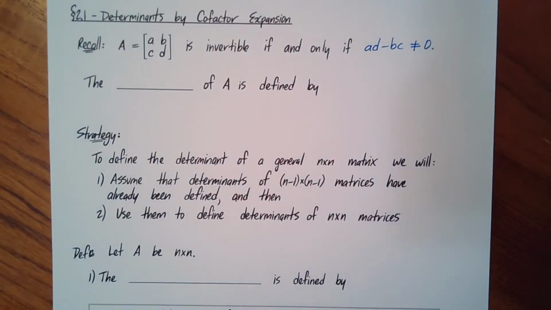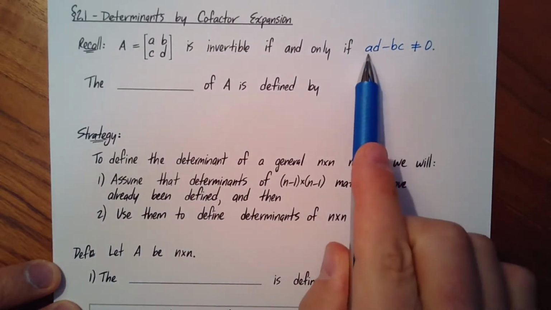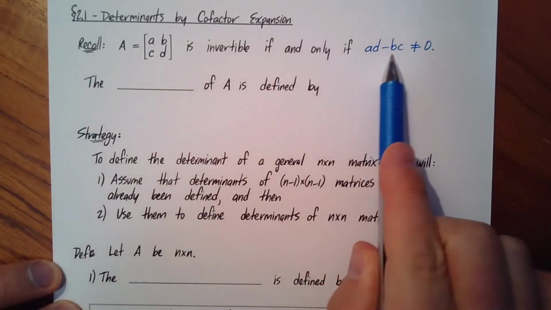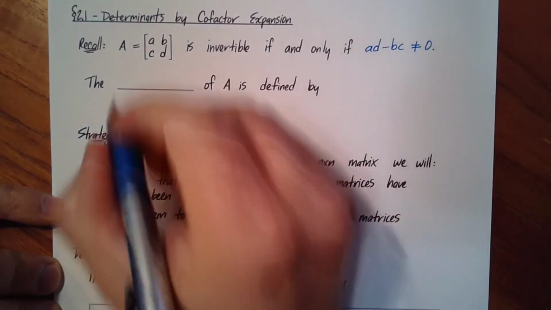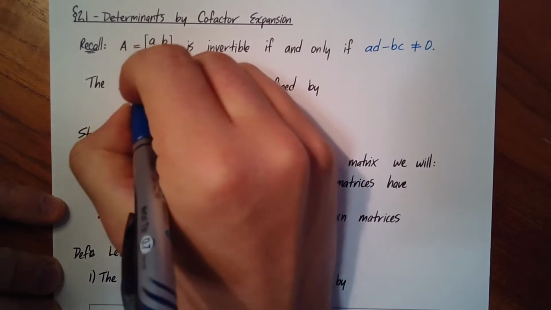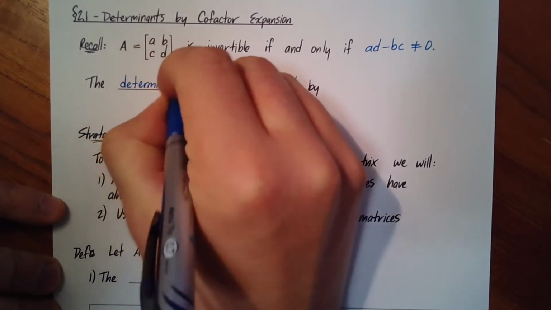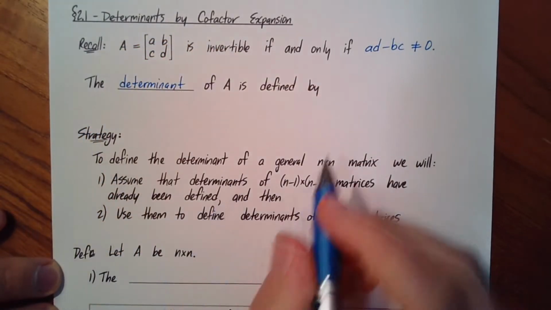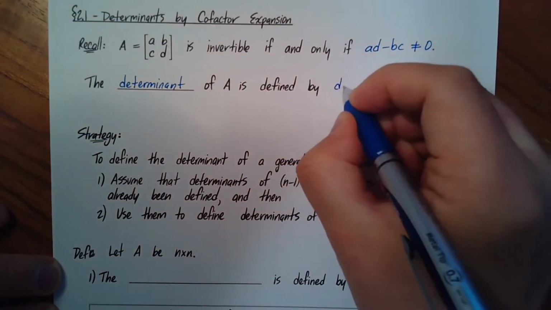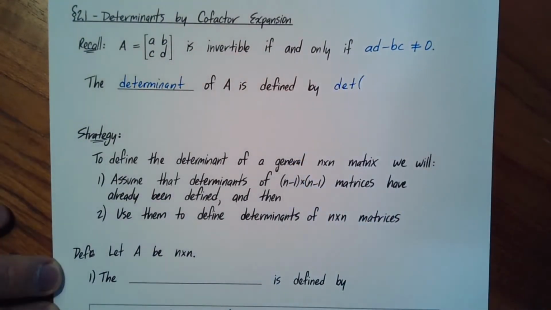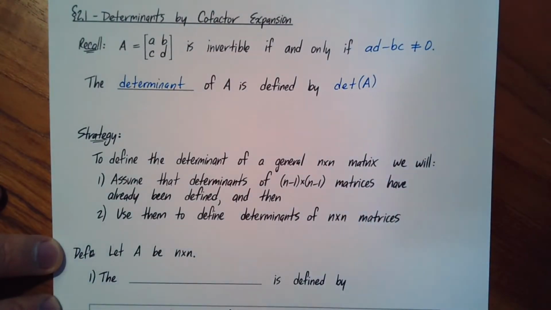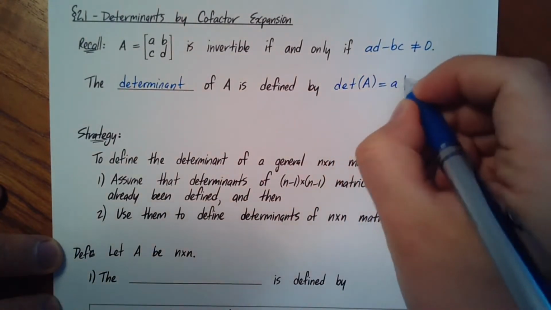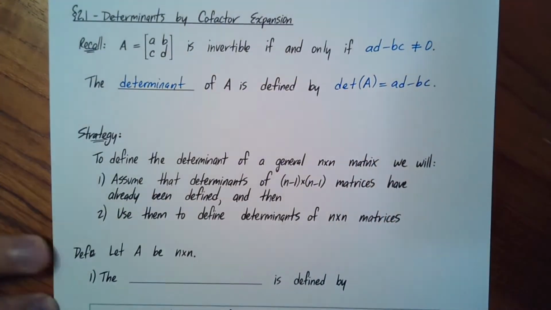So that is actually what's going to motivate the following definition. And the definition is we're going to actually give a name to this expression ad minus bc here, and we're going to call it the determinant. So the determinant of the matrix A is defined by, and the notation we use is det. So you go det of A, and that's going to be defined to be the expression ad minus bc.